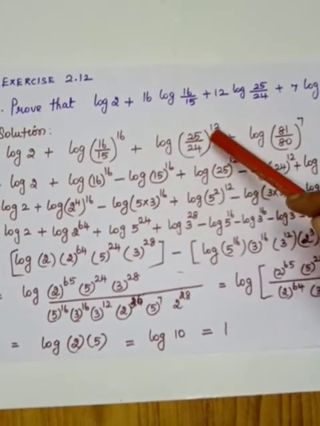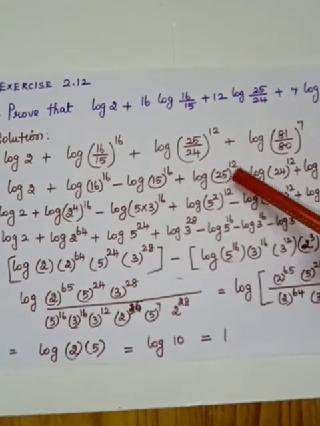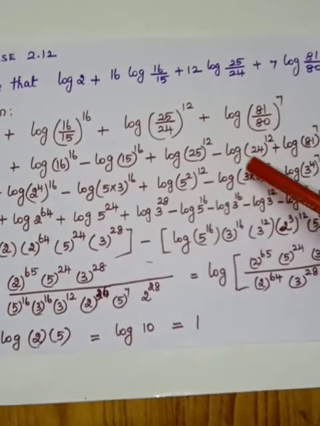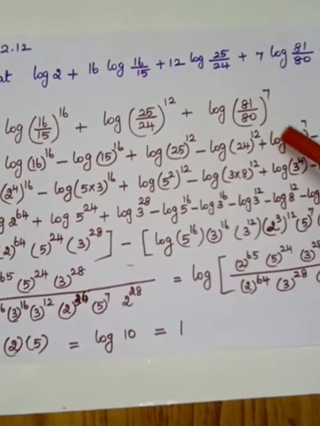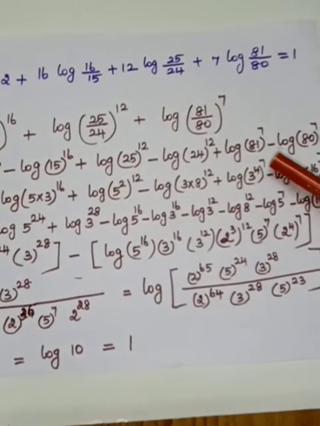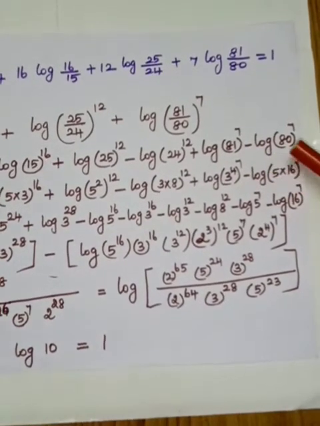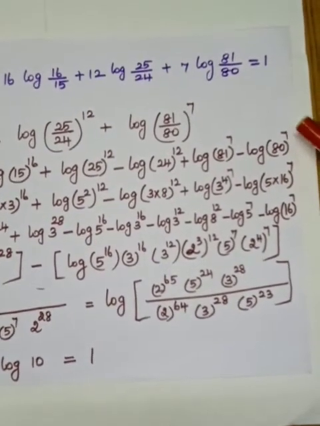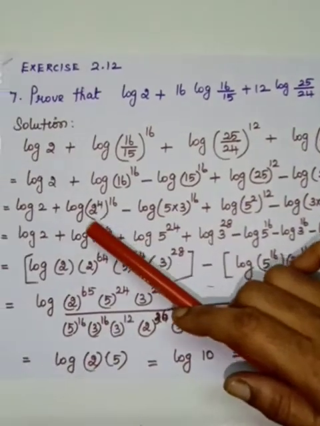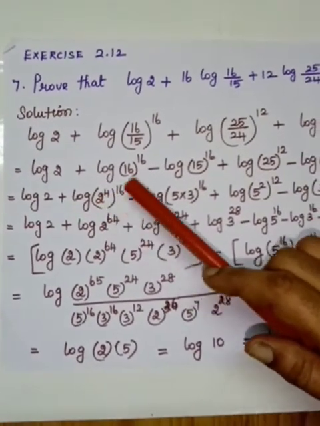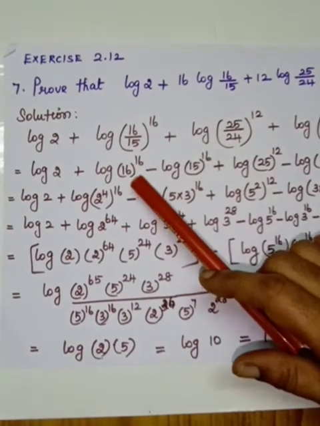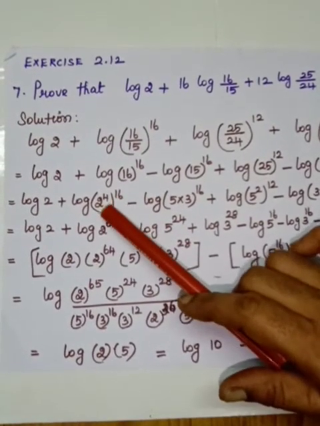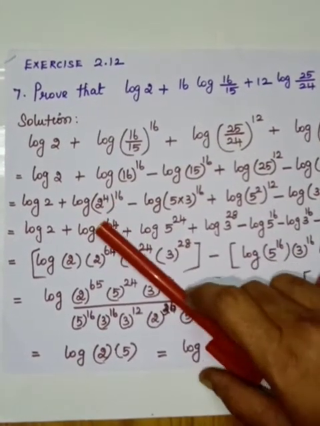In the same way, this can be written as log 25 to the power 12 minus log 24 to the power 12. So the next term, log 81 to the power 7 minus log 80 to the power 7. Okay, come to the second term, log 16, how it will be written? It is 2 power 4. So 2 power 4 the whole power 16.